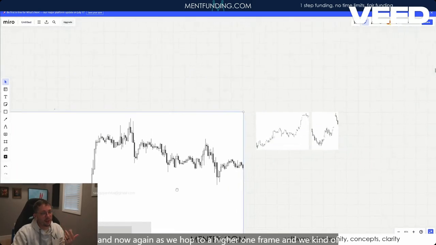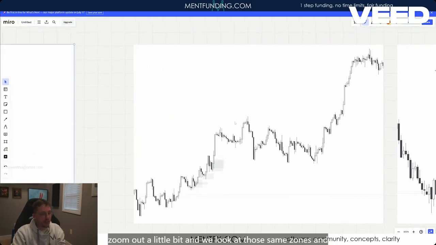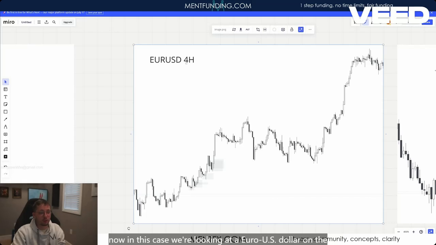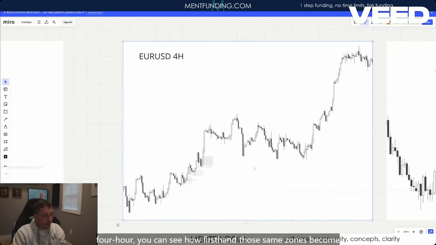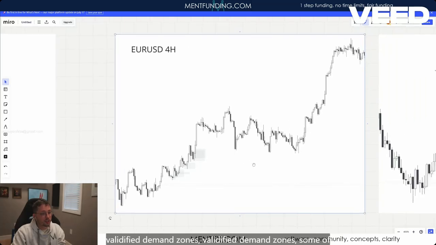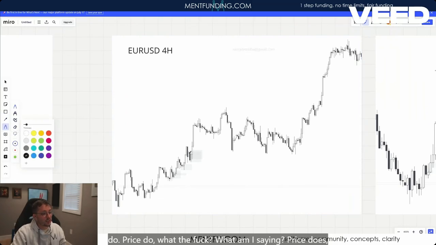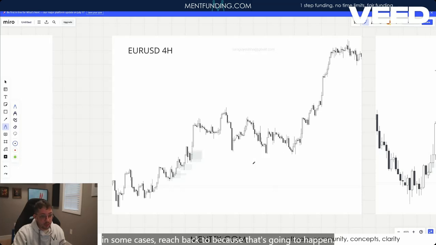And now again, as we hop to a higher time frame and we kind of zoom out a little bit and we look at those same zones, and now in this case, we're looking at Euro US dollar on the 4-hour, you can see how firsthand those same zones become validified demand zones, some of which price never reaches back to, and some of which price, in some cases, does reach back to, because that's going to happen.